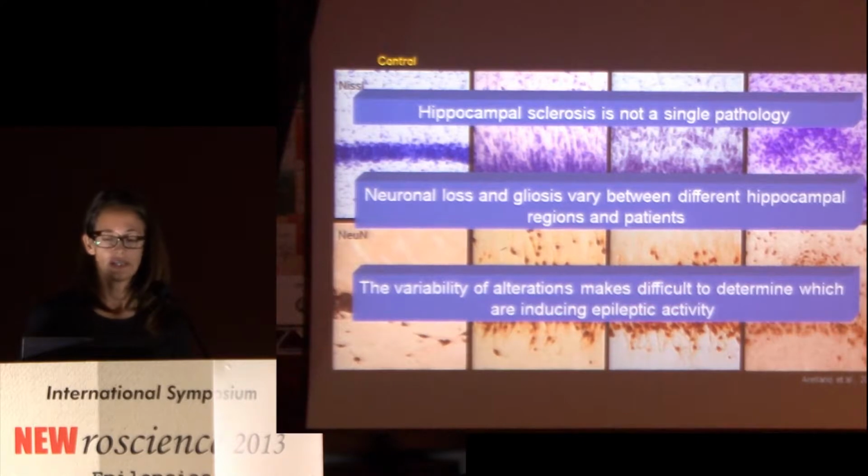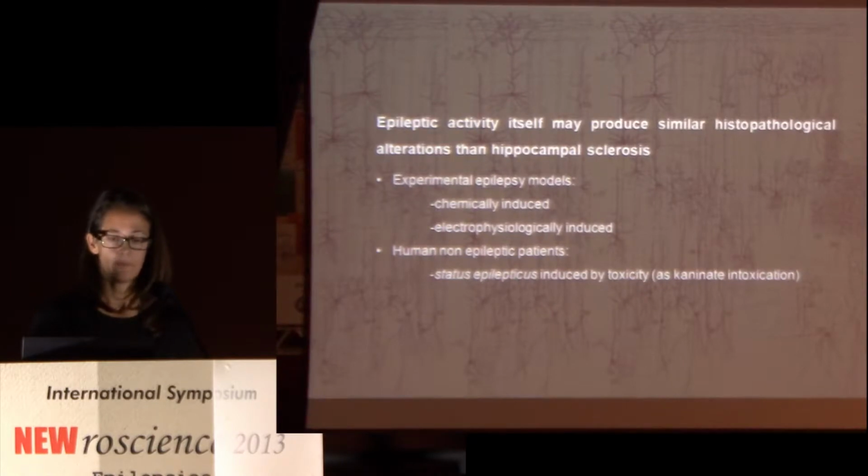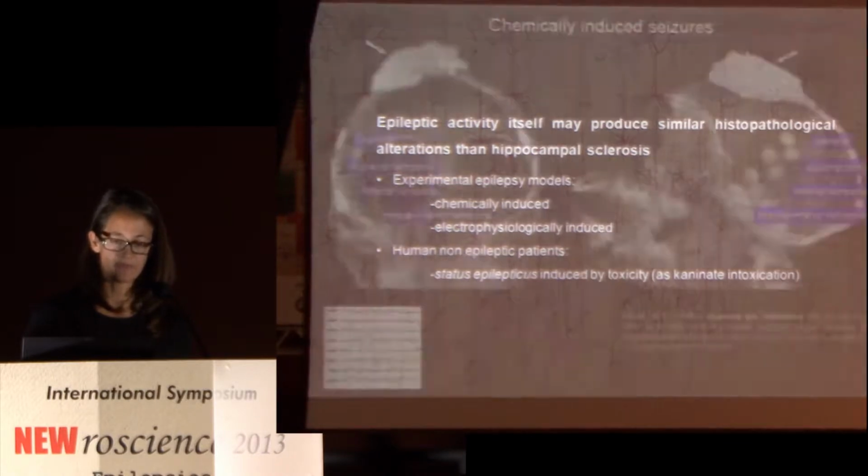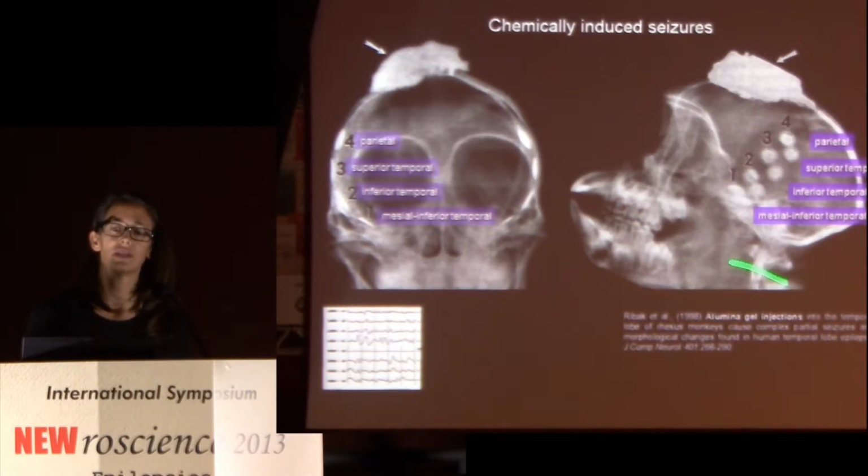The variability of these alterations makes it difficult to determine which are inducing the epileptic activity. The epileptic activity itself may produce similar histopathological alterations to hippocampal sclerosis, and it has been reported that in experimental models, chemically induced or electrophysiologically induced, we can observe the same histopathological alterations. It's also important to keep in mind that in some human non-epileptic patients who suffer a toxicity, we can find the same alterations.